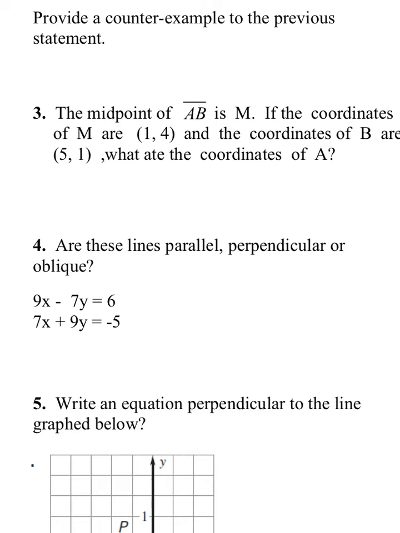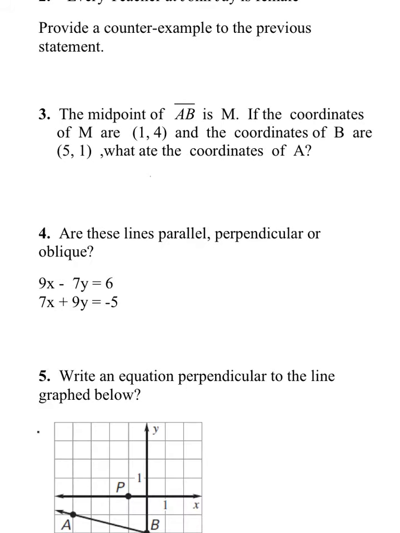Number 3, the midpoint of AB is M, and the coordinates of M are (1, 4), and the coordinates of B are (5, 1). What are the coordinates of A? So, two ways to look at this problem. The formula for midpoint looks like this, and that's going to give you a point. But the problem with this problem is that we have the midpoint value, we do not have one of the two endpoints. So, two ways to do this. I think this is the easiest way. If you want to use the formula, you're going to have to do some algebra, but I think this is a little bit easier.